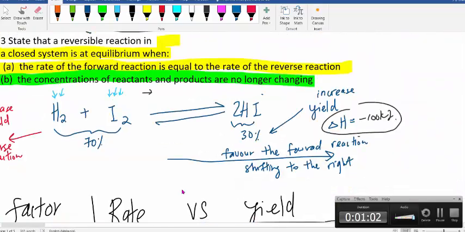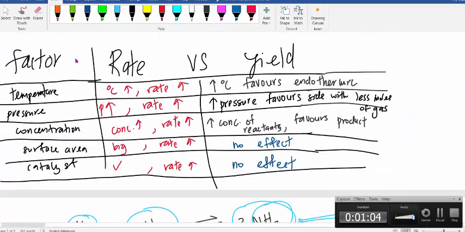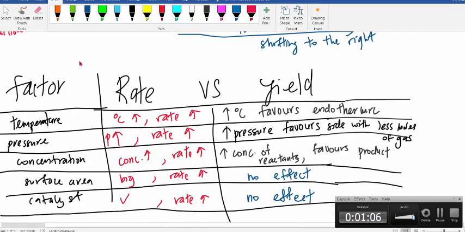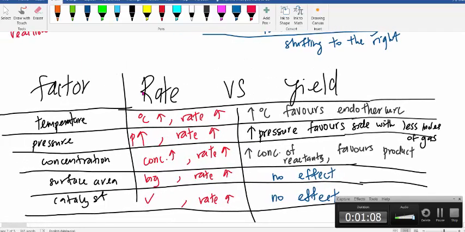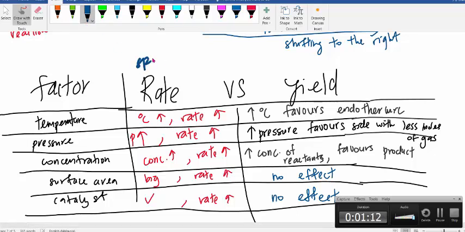Okay, so rate versus yield. Rate is the speed of the reaction, that means how fast it reacts. So rate is very straightforward. When the temperature is high, the rate of reaction is high. Why? The particles have more kinetic energy, they collide with each other more often, and more particles achieve activation energy. Very straightforward. Pressure also: when the pressure is high, the rate of reaction is high.